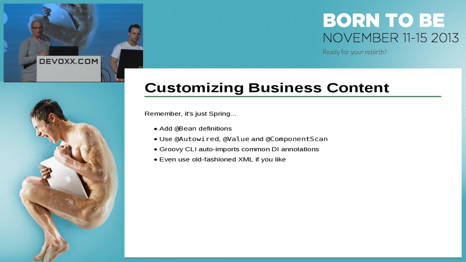Okay, so how do you customize all this stuff? I've shown you lots of features, but I'm sure you're itching to change it, or at least add your own stuff. So the first thing you customize, obviously, is your own content, and that's the stuff that's important. Remember, though, it's just Spring. So you can add as much Spring configuration that's relevant to business content as you like, using the usual stuff, XML if you like it.